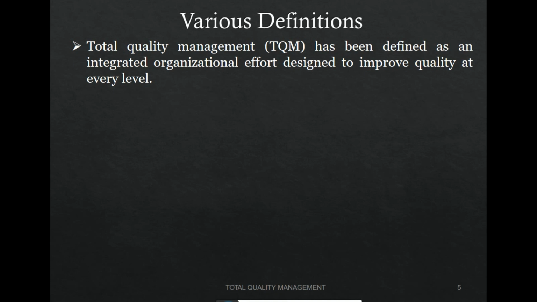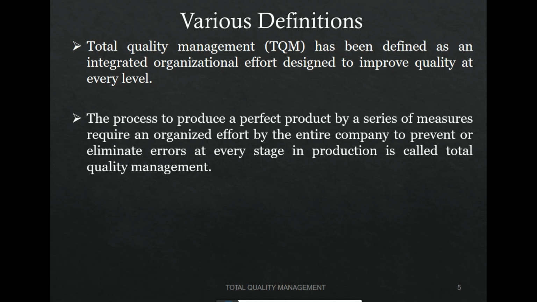The second definition is a process to produce a perfect product by a series of measures required in an organized effort by the entire company to prevent or eliminate error at every stage. It is similar to the first one. If you are eliminating error and waste from every stage, it automatically leads to improvement of the process, and thus to total quality management.